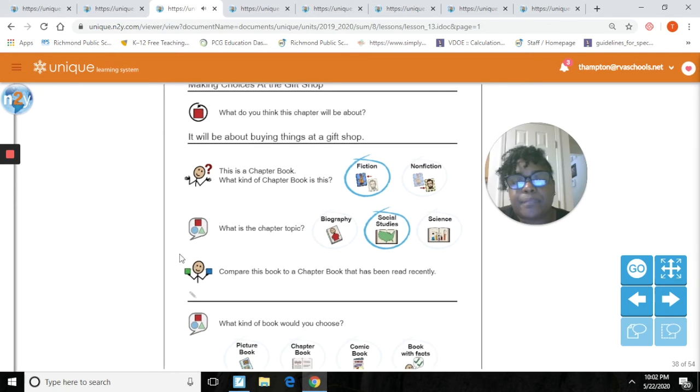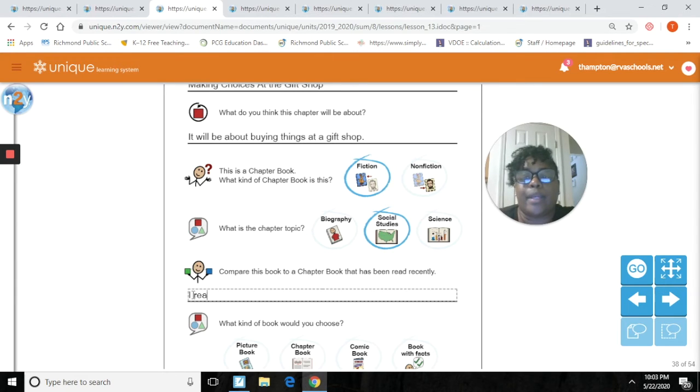All right. So it says here, compare this book to a chapter book that has been recently read. When we compare things, what do we do? We talk about the similarities and the differences of things when we're comparing them, right? Okay. So I'm going to think about a book that I have recently read to give you an example. And then you can take the time on your notebook paper, or in your notebook or notepad, or whatever you have handy, and think about a book that you've recently read. Then you can compare it to this book that we're going to read. Although we haven't read it, we have looked at the book cover.